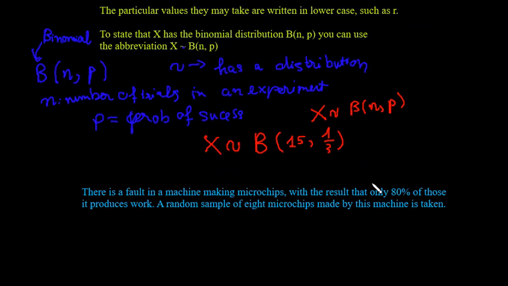So let's take a look at this question. There is a fault in a machine making microchips. As a result, only 80% of those it produced work. A random sample of 8 microchips made by this machine is taken. So now we would represent this in this form. From here we know that it has a random variable, and it has a binomial distribution.